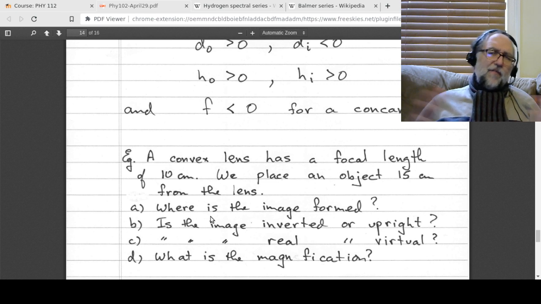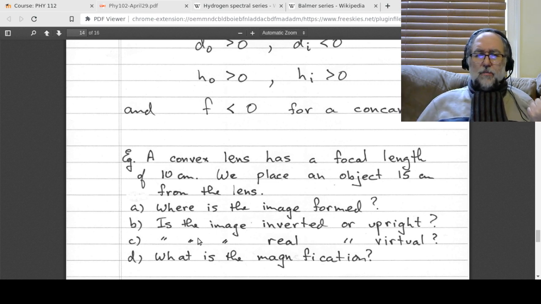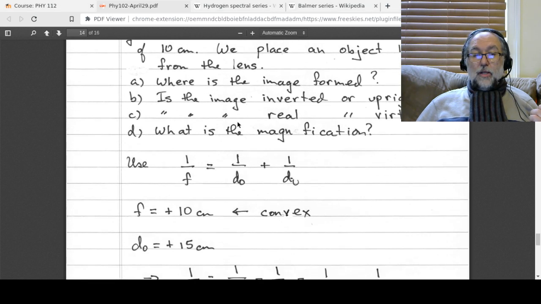Probably a better way to say that is, how far is the image formed from the lens? So where's the image formed? Is the image inverted or upright? Is the image real or virtual? And what is the magnification? Okay? All right, so let's do that.